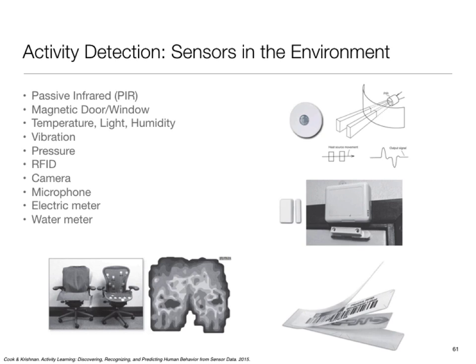So PIR sensors are basically those motion sensors that you see in home security systems. They basically capture the thermal signature. Magnetic door window sensors: essentially, as humans engage in activities, we open doors, windows, stuff like that, so again, those are capturing stuff. Temperature, light, humidity, all of these things reflect vibration, pressure, RFID, camera, there's a long list.